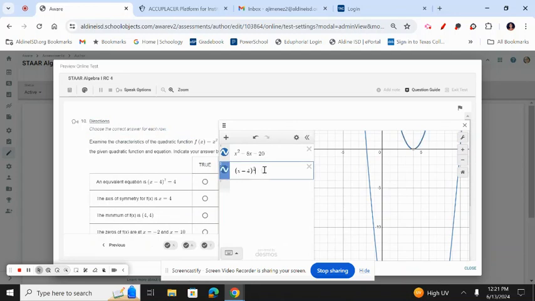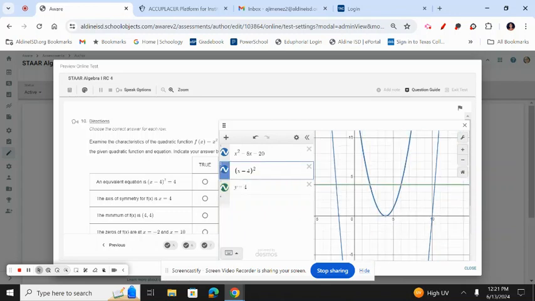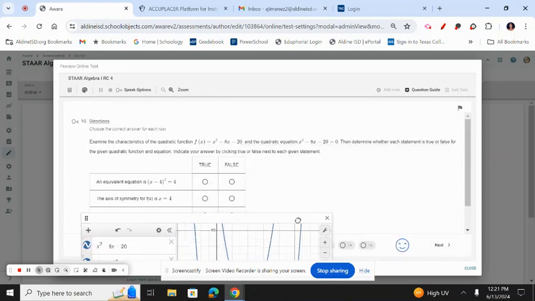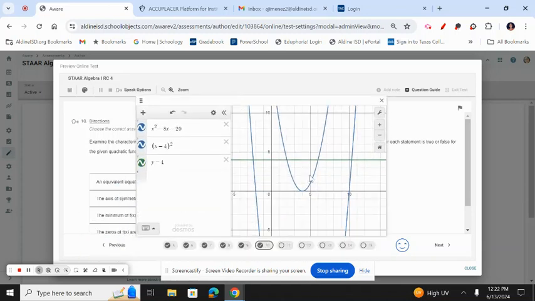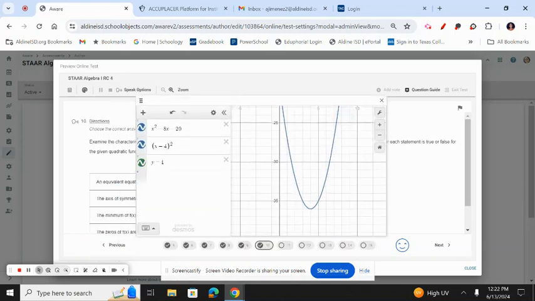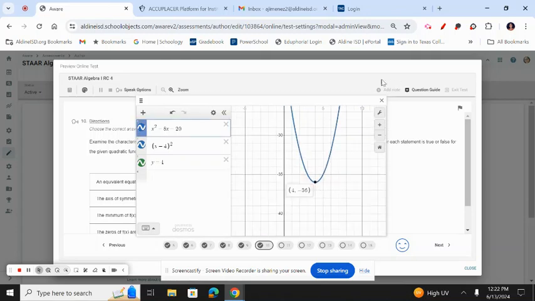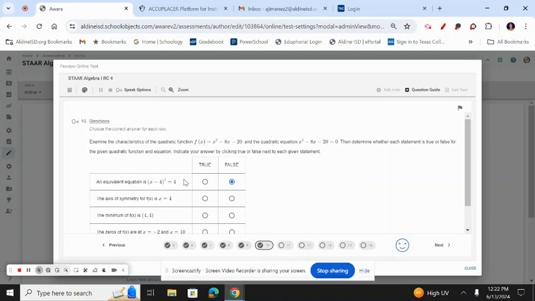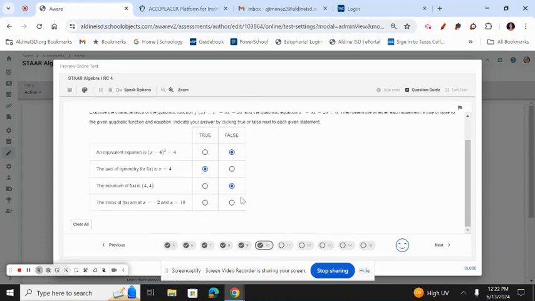Equals 4. Remember, it doesn't let us do that. So put y equals 4. My answers are 2 and 6, and my x-intercepts are negative 2 and 10. So that doesn't match up with anything. Alright, so we're going to put nope. And then that the axis of symmetry is x equals 4. Let's look at the vertex. It is x equals 4 because the vertex is 4, negative 36. So this is true for both of them. The minimum, nope. The minimum was 4, the negative 36. And the zeros were negative 10 and 2.